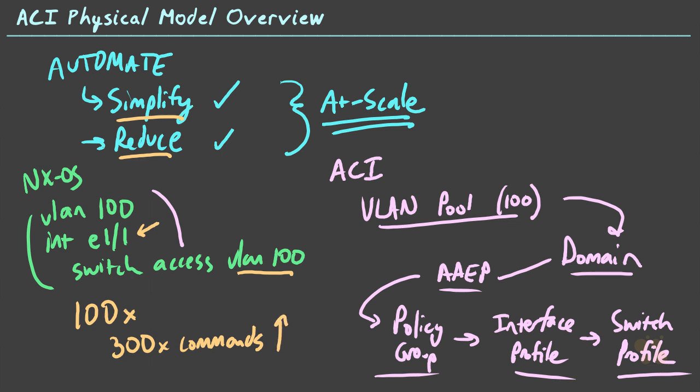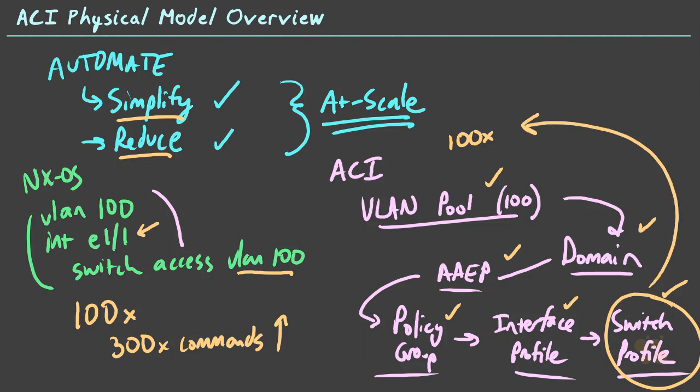Now what about ACI? Because we weren't exactly reducing steps by going from 3 commands to 6 different processes. However, if I have to apply this to 100 switches, how many times do I have to do this process? Well, I really still only need to do all of these processes once. Because by the time I have a switch profile created, I can then apply that to 100 different switches. This is how I simplify and how I reduce the number of steps.